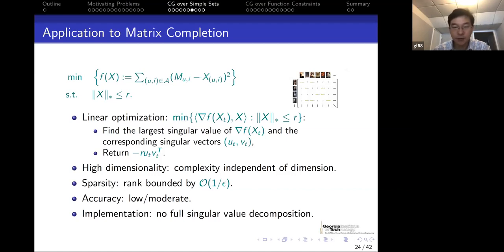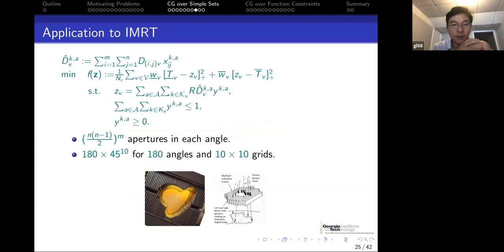Okay, so how about applying this to IMRT? As we said, in IMRT, the dimension of the problem is exponentially increasing. So we basically cannot apply a projected gradient method because we don't even want to compute the full gradient, since the full gradient is 45 to the power of 10. So there's no way for us to compute it. So if we want to apply conditional gradient, what do we do?